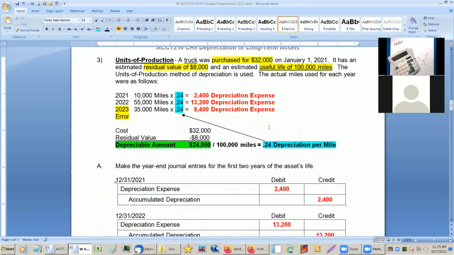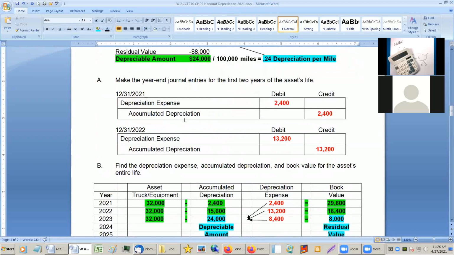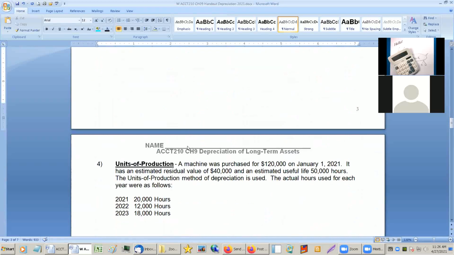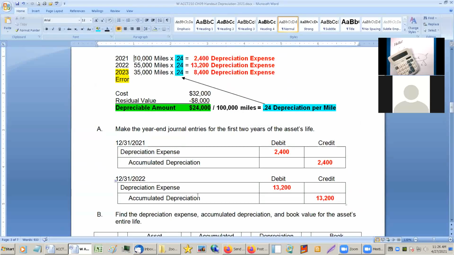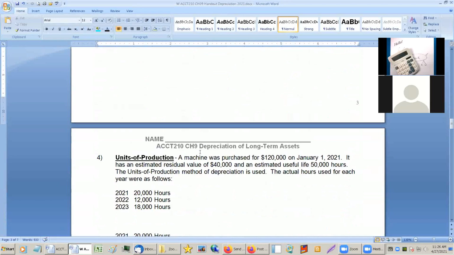And again, this one's a little bit different in that it's actually using what they call the production. How many miles are we running on this thing? The reason being is that we don't use it the same every year. If you're going 30,000 miles every year or around that, using straight line is fine. But if you don't use it the same every year, then units of production is a better method.